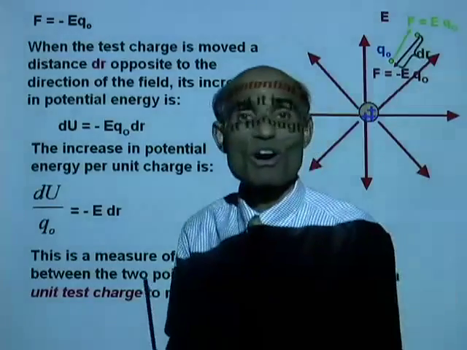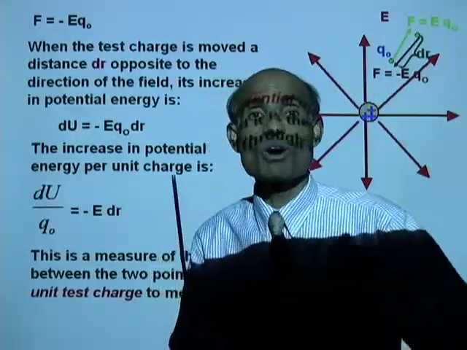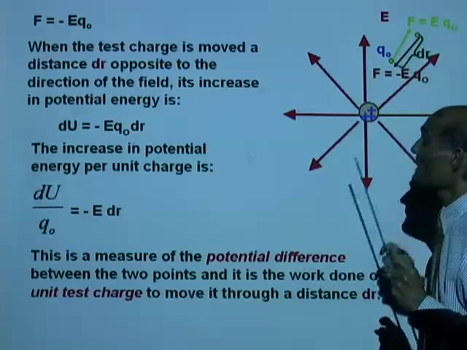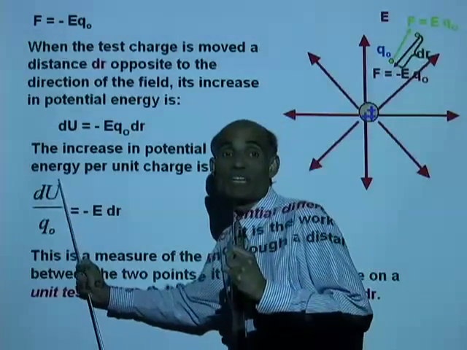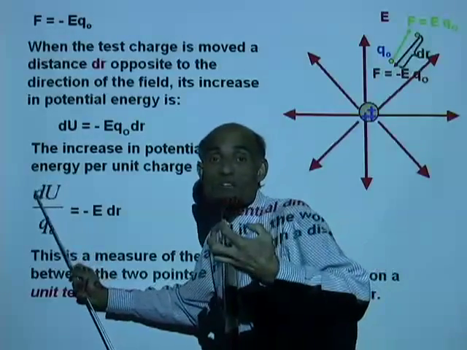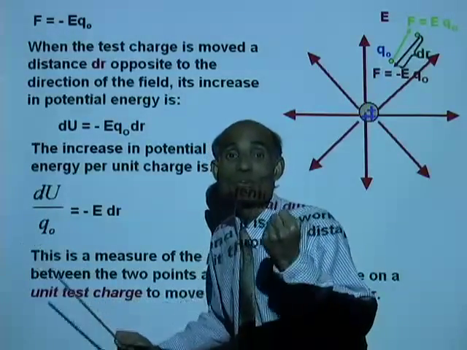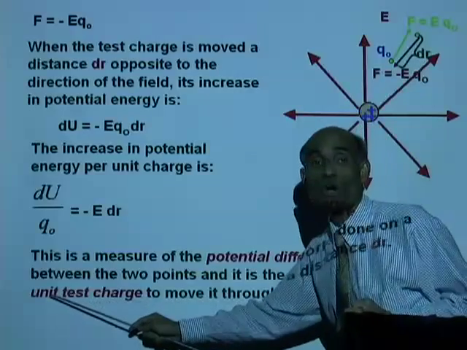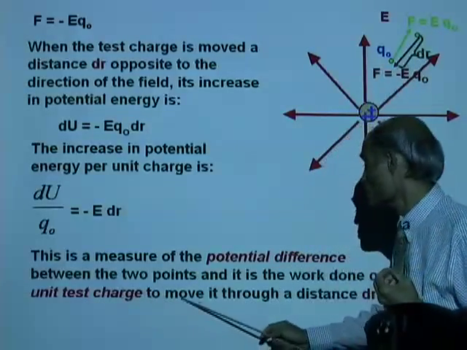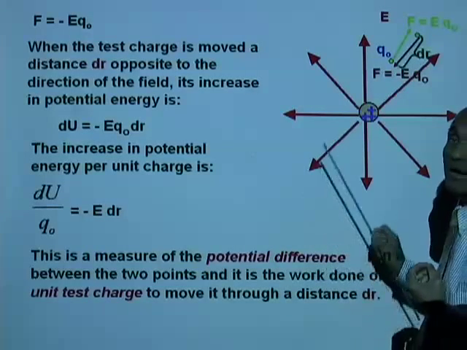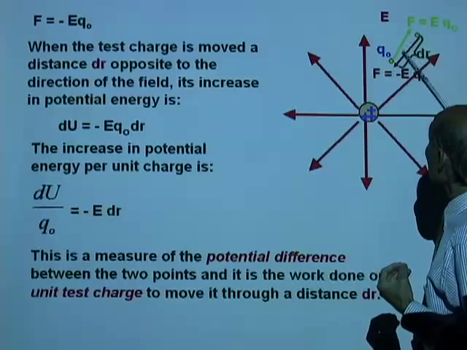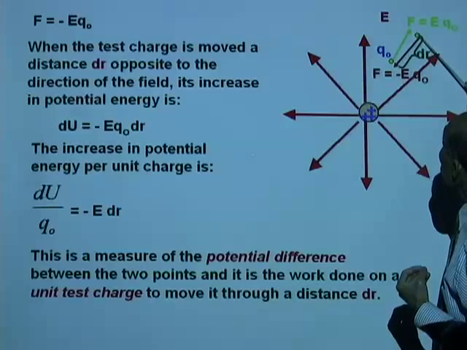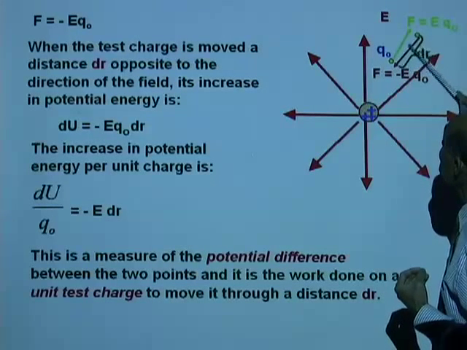So what is the definition of potential difference between 2 points in an electric field? Potential difference between 2 points in an electric field is the increase or decrease, change in potential energy per unit charge. And it is a measure of the work done on a unit test charge to move it through a distance dr. So the potential difference between 2 points is a measure of the work done to move a unit test charge from one point to the other.